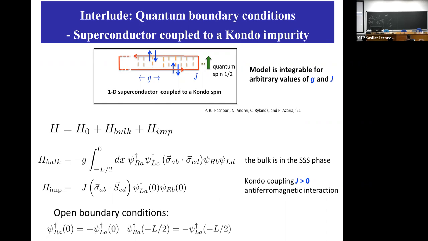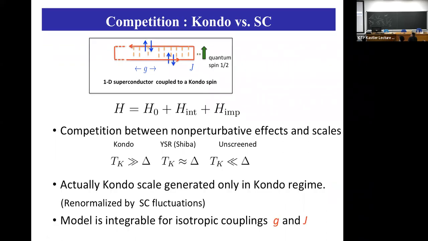But instead of having a magnetic field, now we have a fluctuating quantum spin half, a Kondo spin. And what we are studying here is the Kondo effect in the presence of superconductivity in one dimension. And the model is integrable for any coupling J, which is the Kondo coupling, and coupling G, which generates the superconductivity in the bulk. And as you can imagine, there is going to be a competition between the two types of non-perturbative effect. If TK is very large compared to the gap in the superconductor, we'll have a Kondo phase. If they are of the same order of magnitude, then we'll have what is called the YSR or Shiba phase. And if TK is very small compared to delta, then we'll get an unscreened phase.